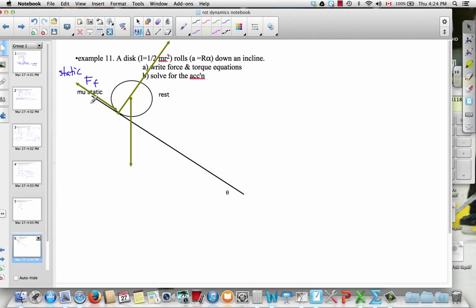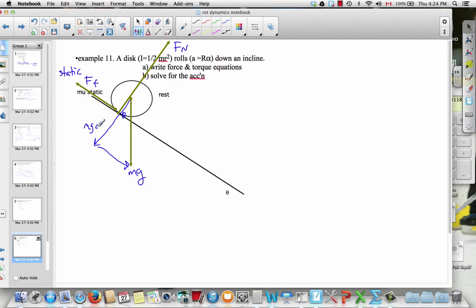So there's a static friction force here. This is the good old normal force, and this is the mg force. So that's the force diagram for a rolling object. Now, we will, as we always do, resolve gravity into components. The angle of the component triangle here is always the same as the ramp angle, theta. And gravity is squeezing us onto the ramp and pulling us down the ramp.